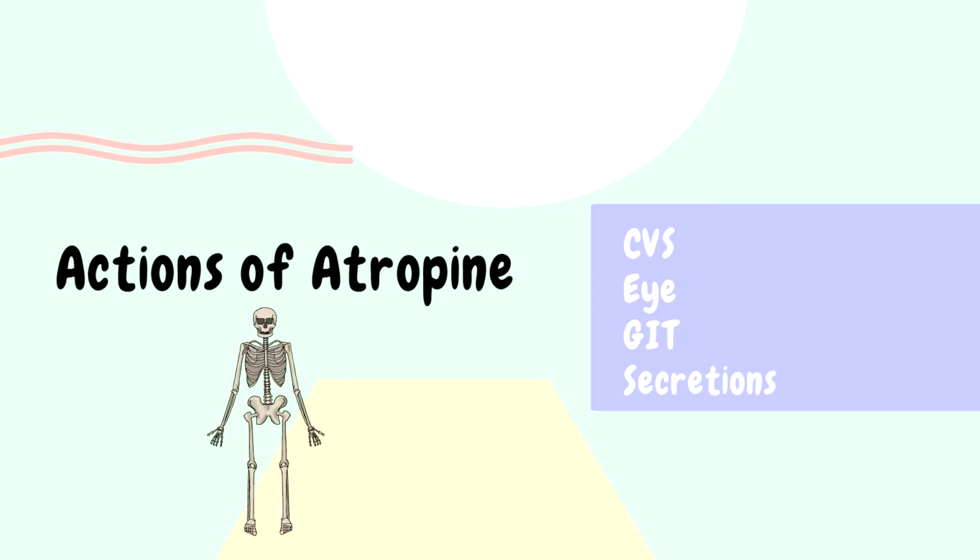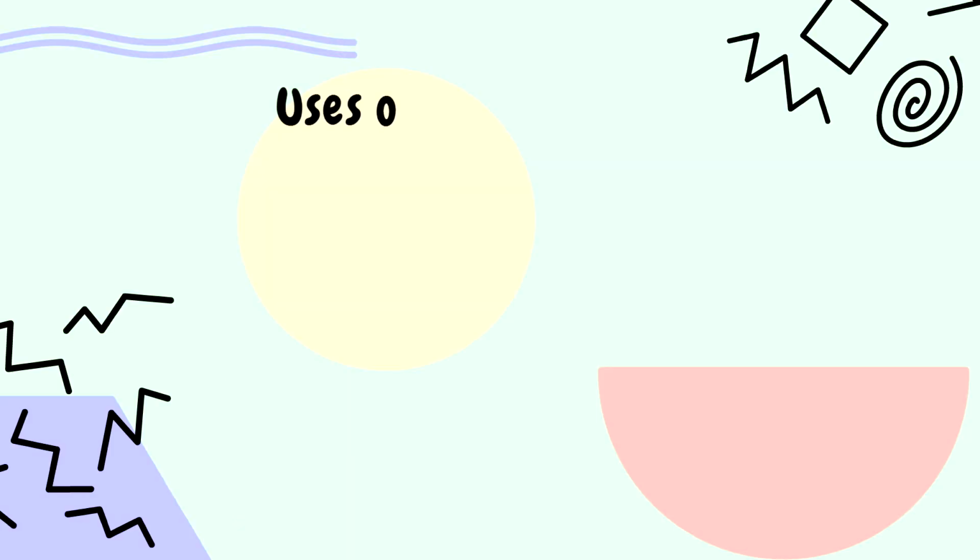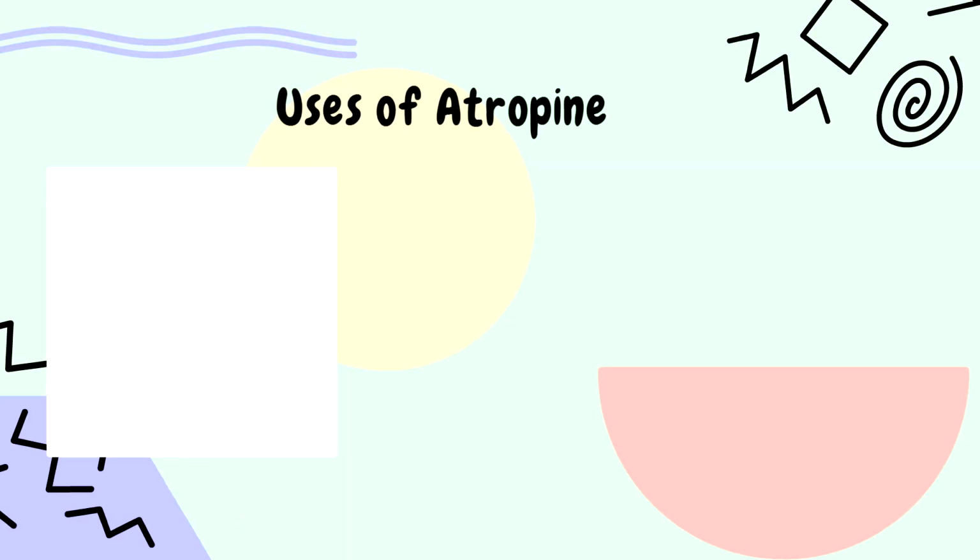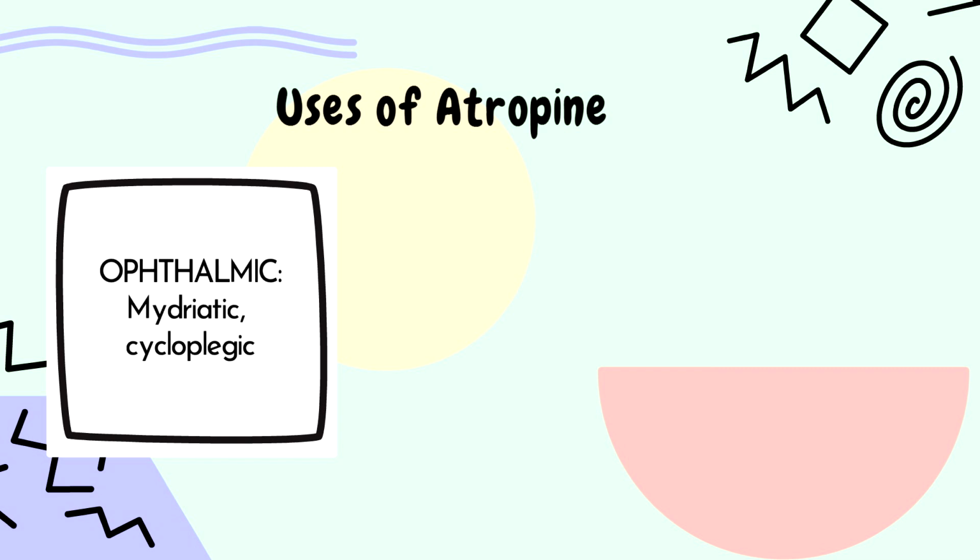So now let's talk about the uses of atropine. Atropine is used as an ophthalmic agent. It exerts both mydriatic and cycloplegic effects. Atropine permits the measurement of the refractive error without interference with the accommodative capacity of the eye.